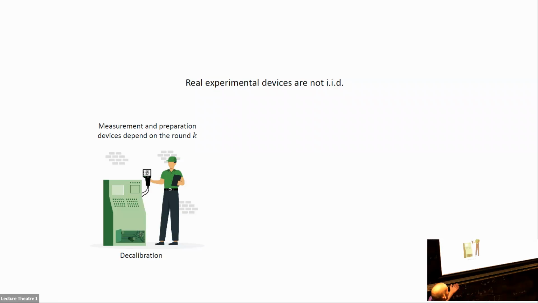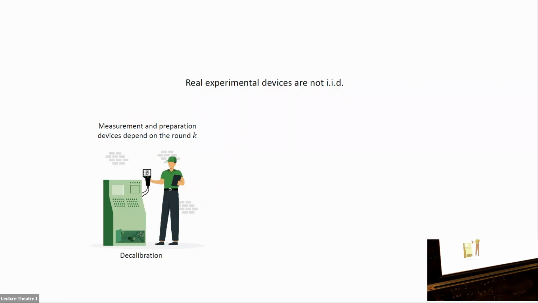Now, the reason why many physicists care about these kinds of things is that real devices are not IID. One source of non-IID behavior is the calibration of the measurement and preparation apparatuses. As time goes by, the devices decalibrate, and as a result, what happens whenever you switch on some preparation device depends on which round you do it.